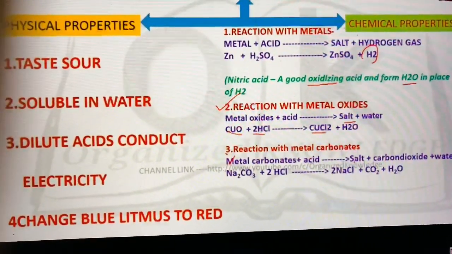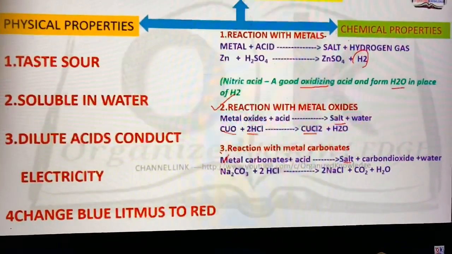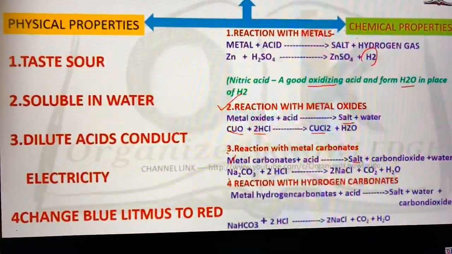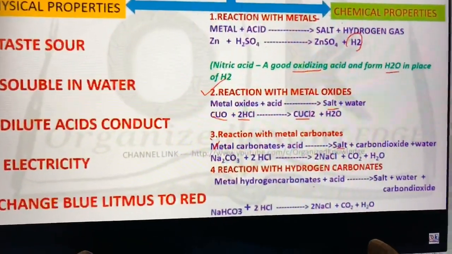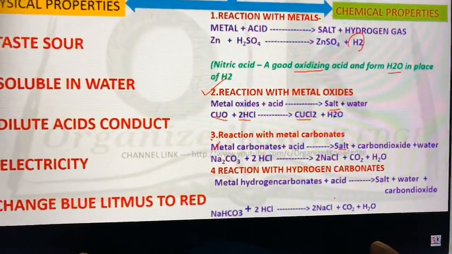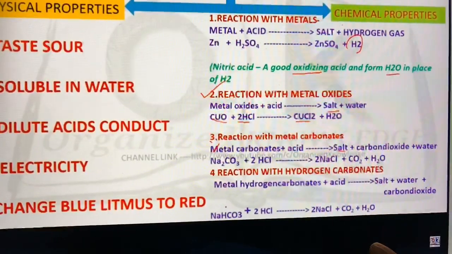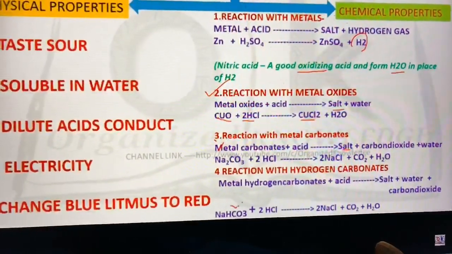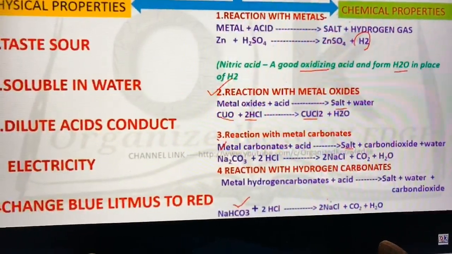Next example, reaction with metal carbonates. We get metal carbonate plus acid giving salt plus carbon dioxide plus water. Sodium carbonate is the example. With hydrochloric acid, we get NaCl, carbon dioxide and water. Same with reaction with hydrogen carbonates. You will get the same reaction, students: salt, water plus carbon dioxide. The example is also given, sodium hydrogen carbonate with HCl.